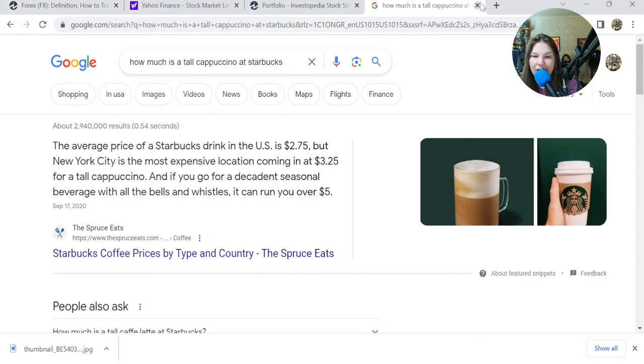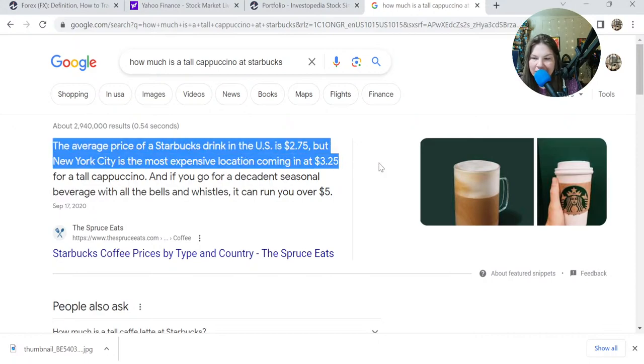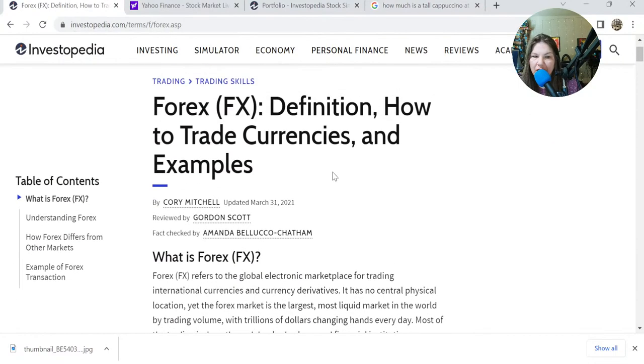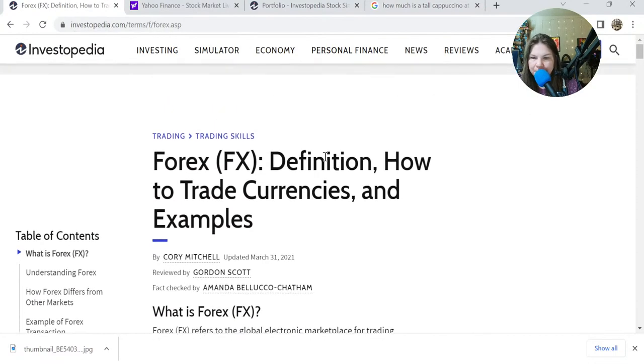So if you guys need to save some money, cut back on the Starbucks and get yourself a coffee machine. I have a DeLonghi espresso maker. It cost $115, and I use it every single day. It's wonderful. So let's get started on Forex.